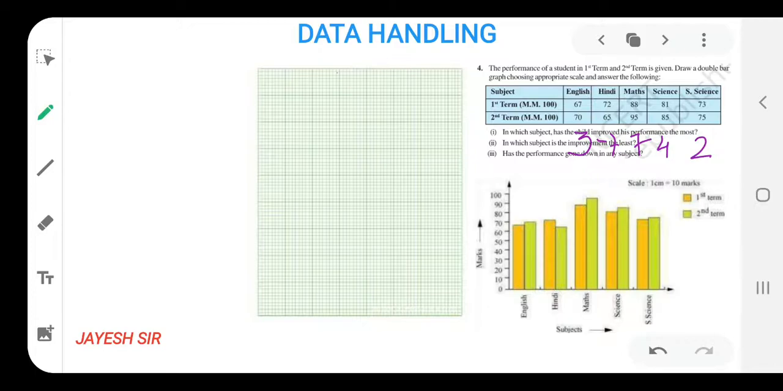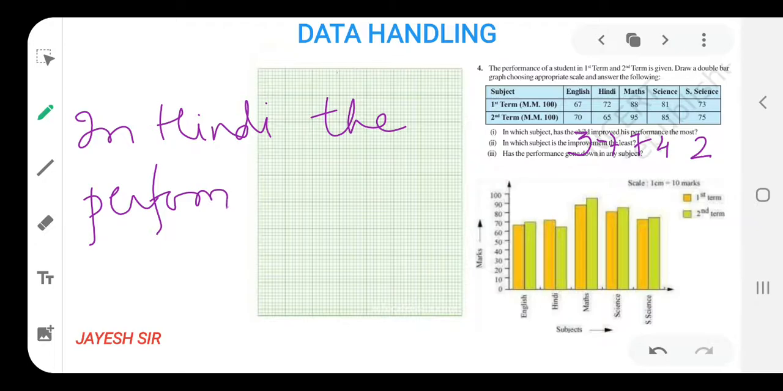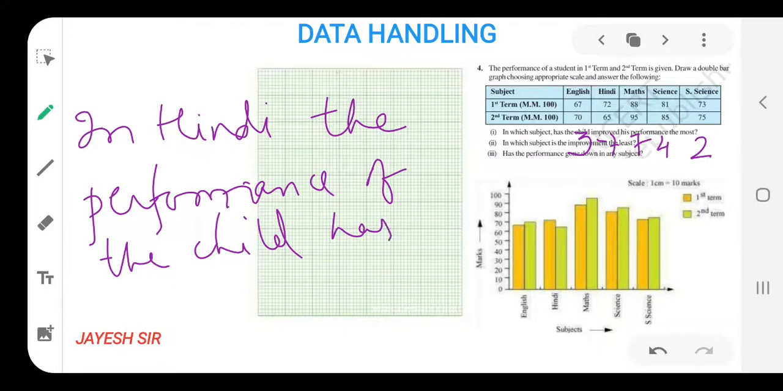Now if you are capable of solving the last sum on your own, pause the video and try to solve it, as I am solving over here for you. Has the performance gone down in any subject? Yes, we can say that in Hindi the performance of the child has gone down. In this way we have answered and solved each and every bar graph question.